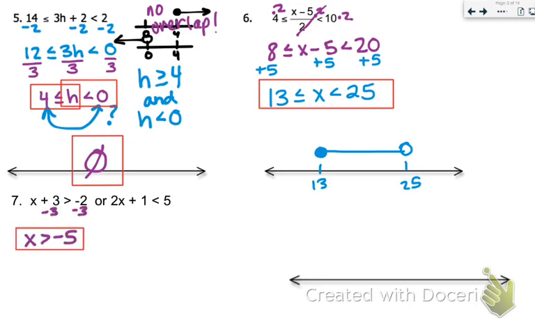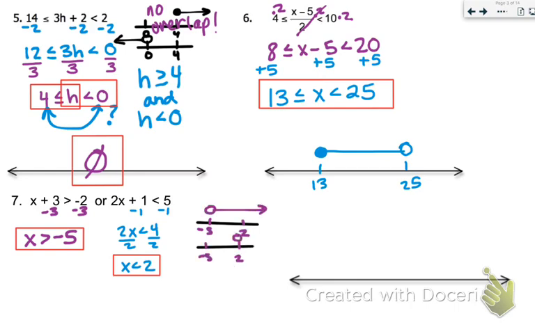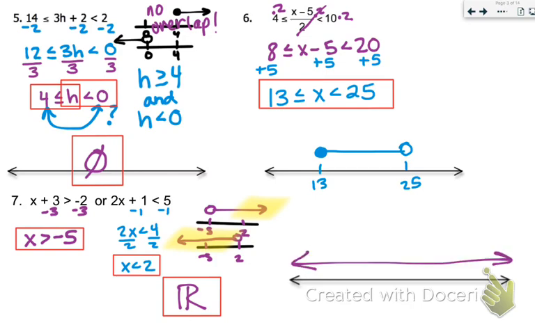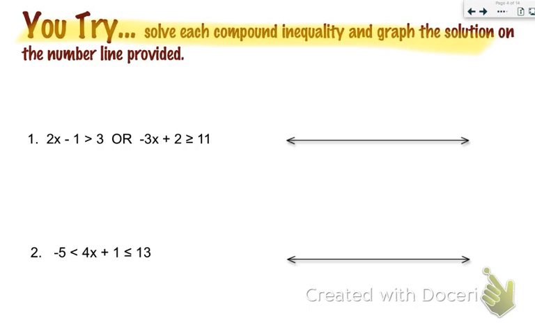Last one, start by subtracting 3 from both sides. We get x is greater than negative 5. Then we've got a two-step equation for the second. Subtract 1 and then divide by 2. Again, let's do our little side work. Because it's an or statement, we need a combination. From left to right, it's always a solution. So this is all real numbers. Our graph, once again, is just a line with an arrow at both ends. Go ahead and do the U-tries, numbers 1 and 2, and that will conclude the video.